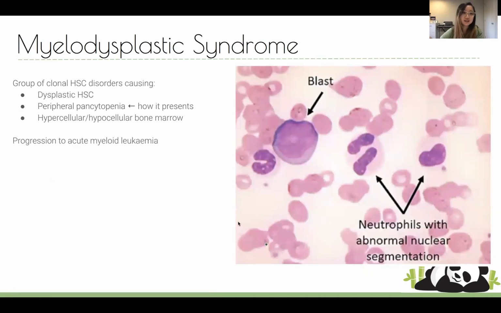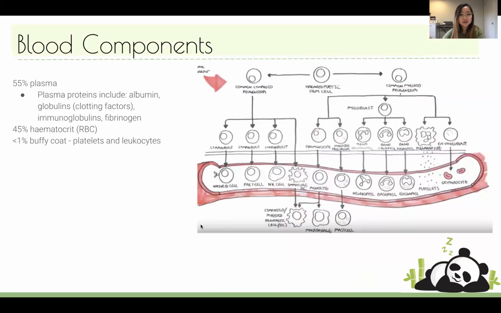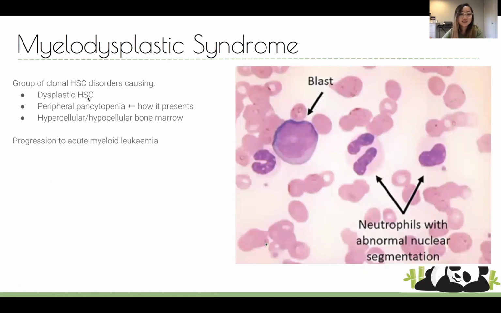Myelodysplastic syndrome is quite niche, but essentially it's just a group of clonal HSC cells, and that means hematopoietic stem cells, so your first progenitor. Because of that, you get peripheral pancytopenia, because everything comes from that cell, and that's how it presents. You can get hypercellular or hypocellular bone marrow, depending on whether that's proliferating a lot, making it hypercellular, or whether that's pushing a lot of cells out, making it hypocellular. And this can progress to AML, which we'll cover tomorrow.